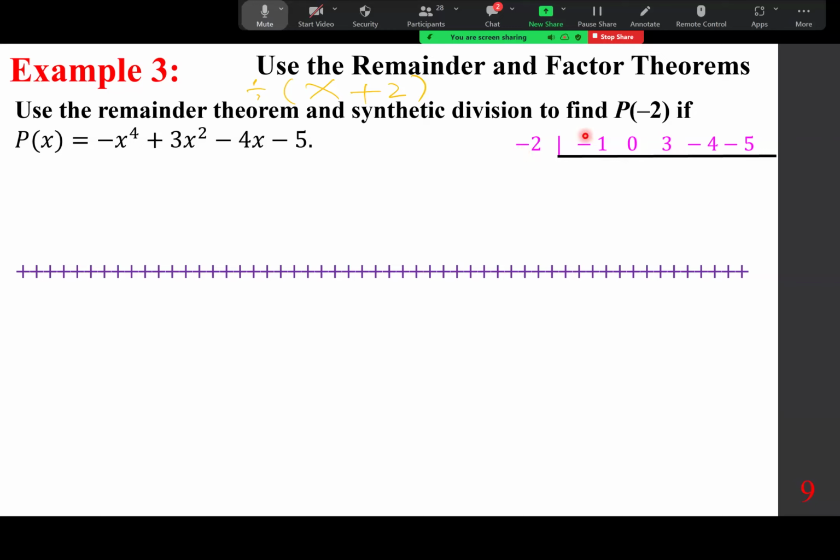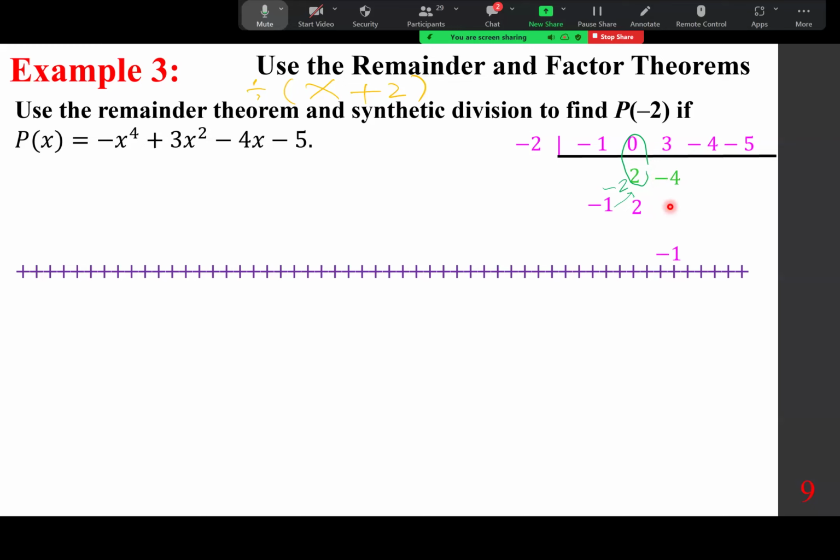You drop this number just the way it is. You don't have to do anything. Just drop. Then you multiply it by negative 2. You multiply this by negative 2. You get positive 2. And you add up these 2. You continue. You multiply this one again by negative 2. And you get negative 4. You add up these 2.